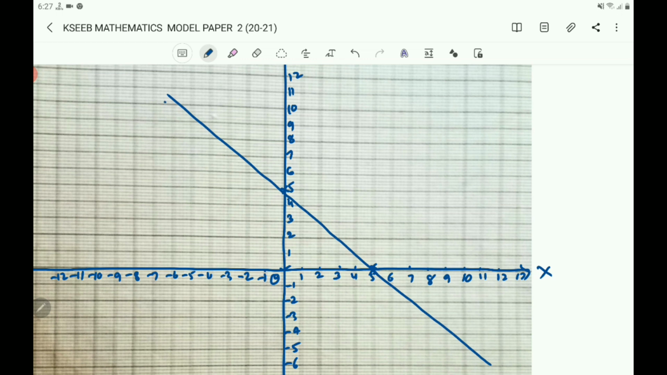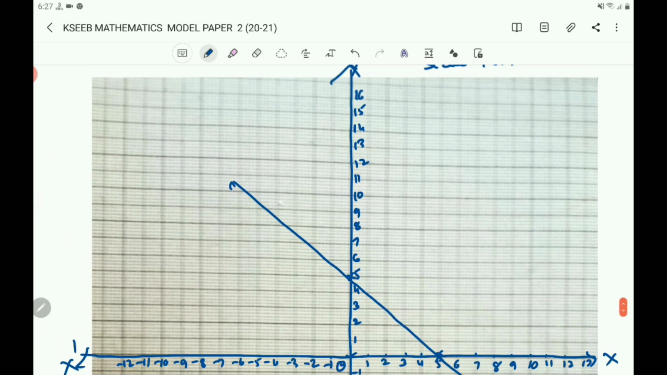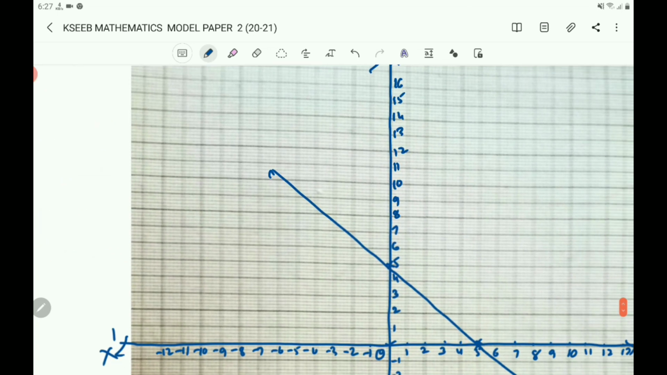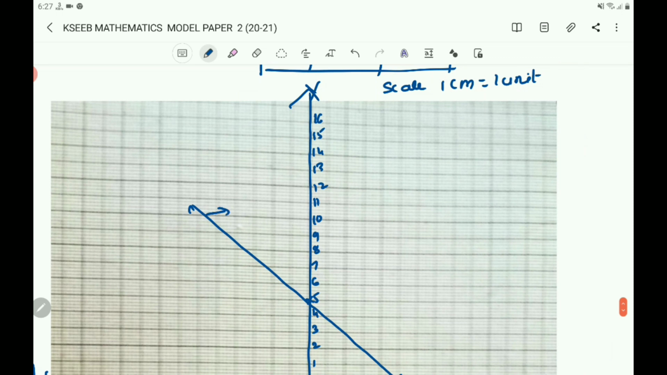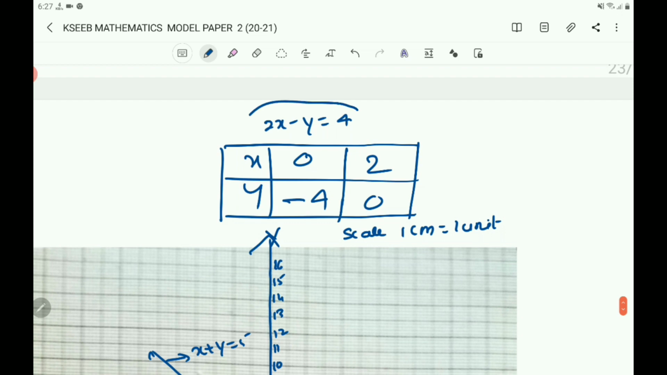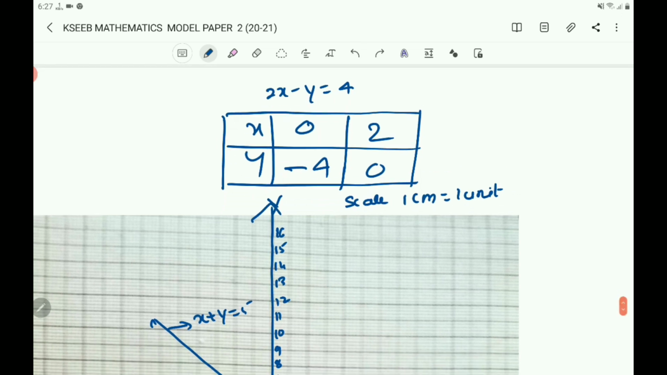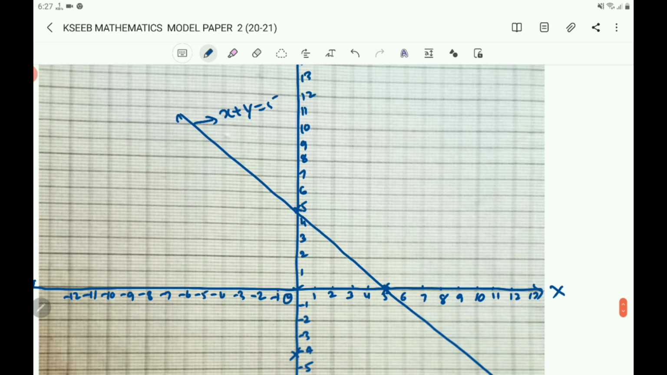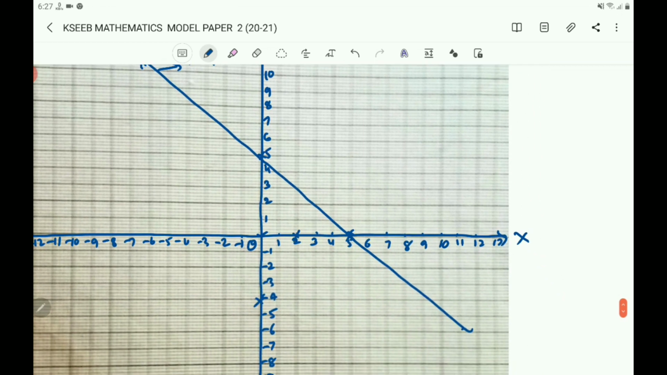This is the graph. What is that graph? That is the graph of x plus y equals 5. So write it is x plus y equals 5. And the second graph is 2x minus y equals 4. So the points are 0, minus 4. 0 is here. Minus 4 comes here. And second point 2, 0. So 2, 0 comes here. Then you join them.